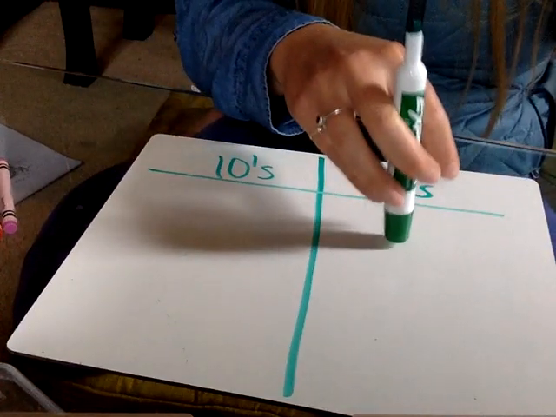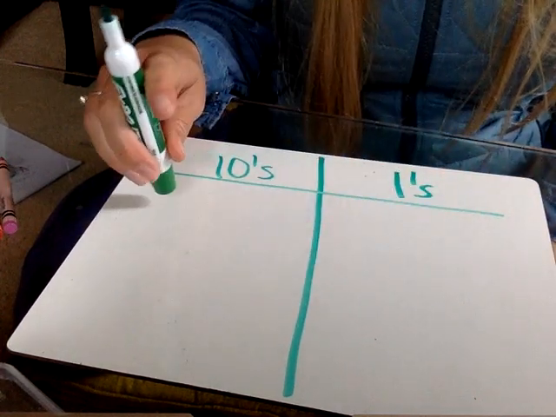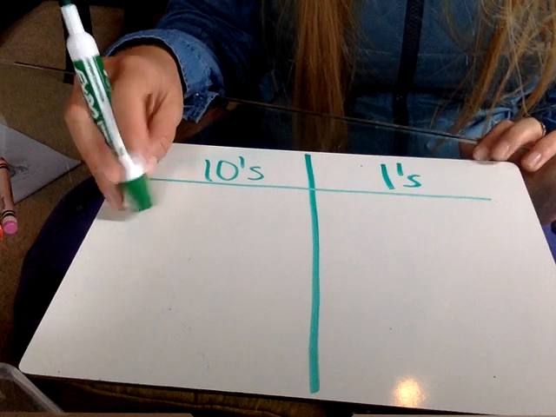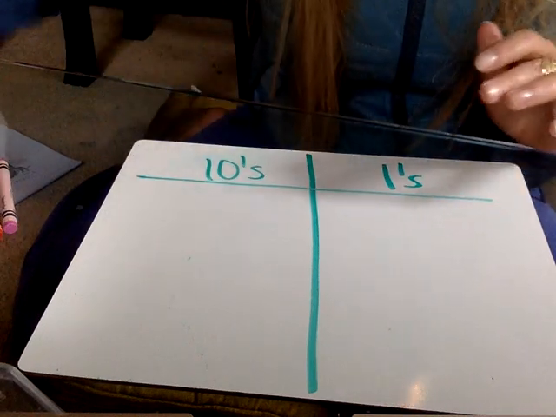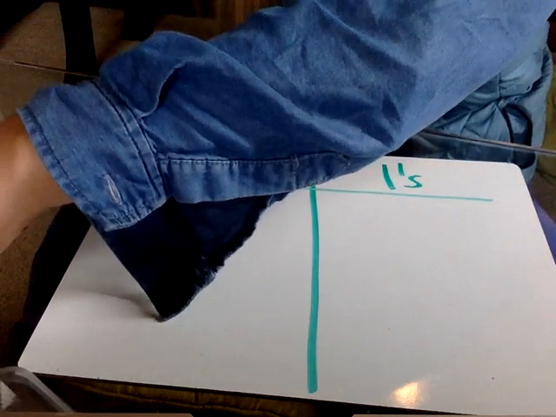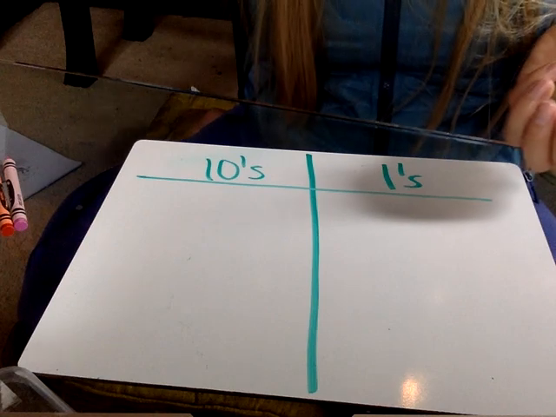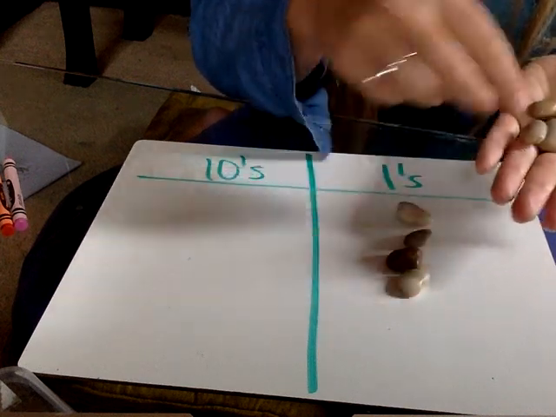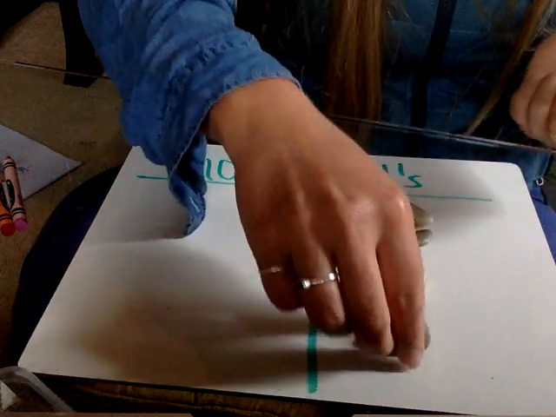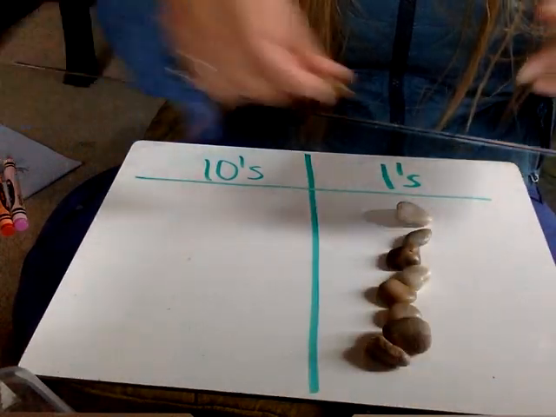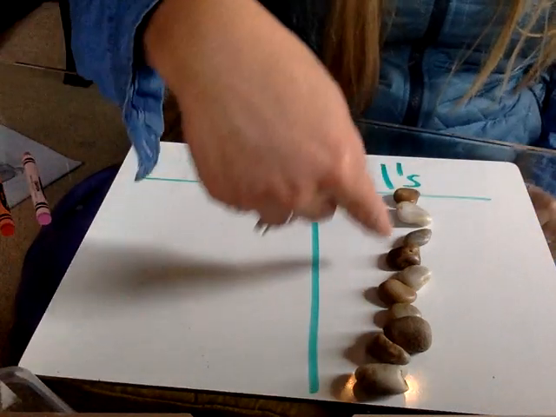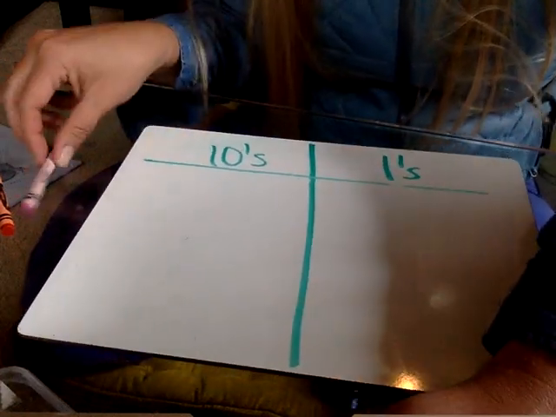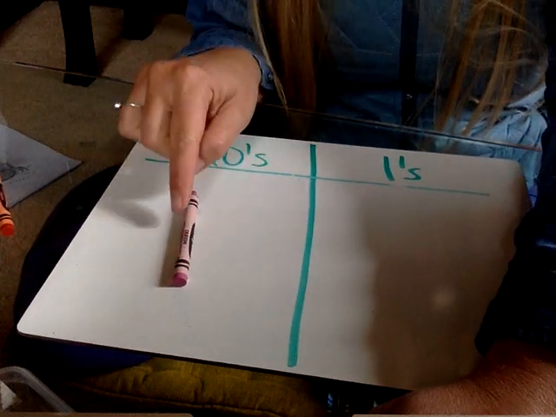We have to have how many ones to be able to trade it in for a 10? How many ones do we have to trade it in for a 10? That is correct. We need 10 ones. So I want you to get your counters. I'm going to count. 1, 2, 3, 4, 5, 6, 7, 8, 9, 10. 10 ones. Now, because I have 10 ones, I can trade them in for 1 ten. So now I have 10.